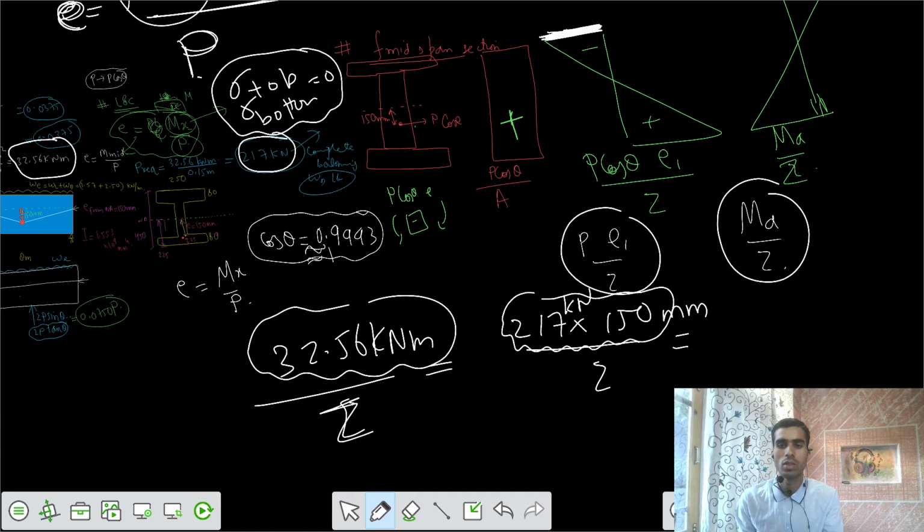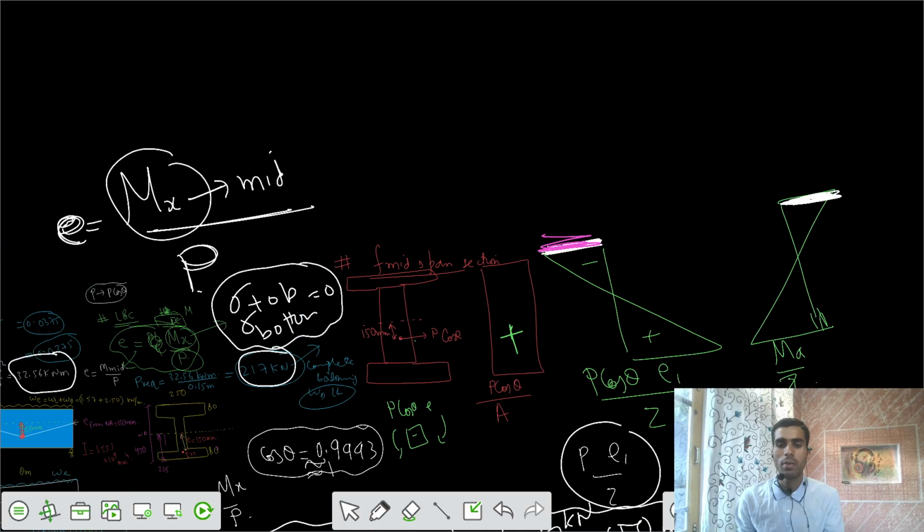This is in kilonewton. So you write that 217 into 0.15. So that's also 32.55, so approximately equal. So that means the stress is, by the definition, completely balancing the effects. That means we have completely eliminated the effect of this stress.